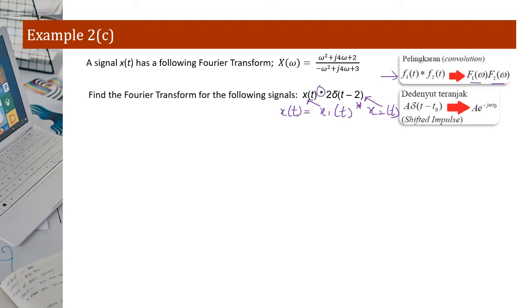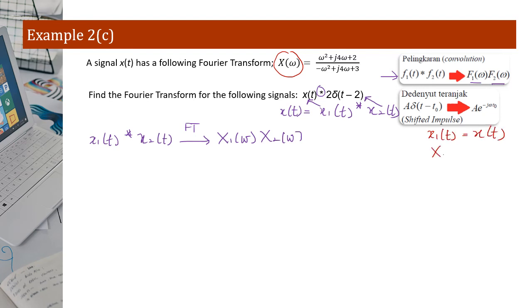In this case, we know that x1(t) convolved with x2(t) will produce the Fourier transform X1(omega) multiplied with X2(omega). So what is your X1(omega)? X1(omega) equals X(omega), because x1(t) equals x(t). Therefore X1(omega) equals X(omega). You already have the X(omega) as the given equation. Now you need to identify what X2(omega) is. X2(t) is given by 2 delta(t-2). So what is X2(omega)?